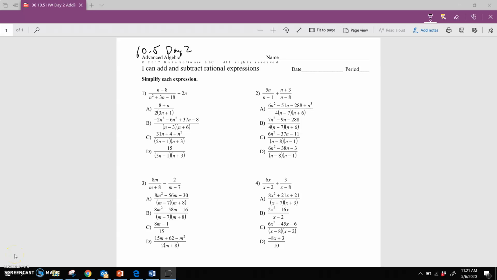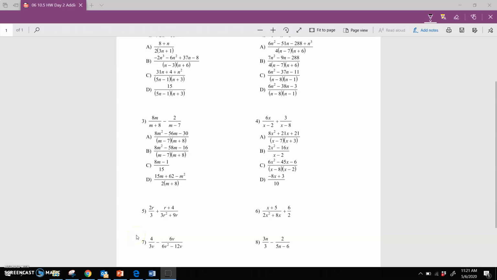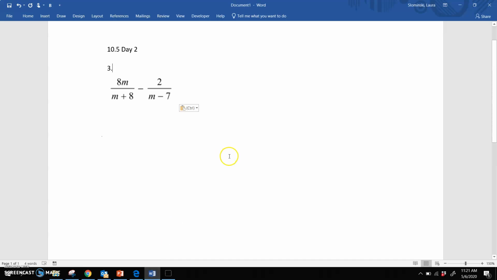From the 10.5 Day 2 homework, we're going to look at number 3, which again is a multiple choice question. But before we look at the multiple choice answers, I'm going to copy this problem onto a Word document so I can show my work a little bit better. So in this problem, we're dealing with 8m over m plus 8, and we need to subtract 2 over m minus 7.